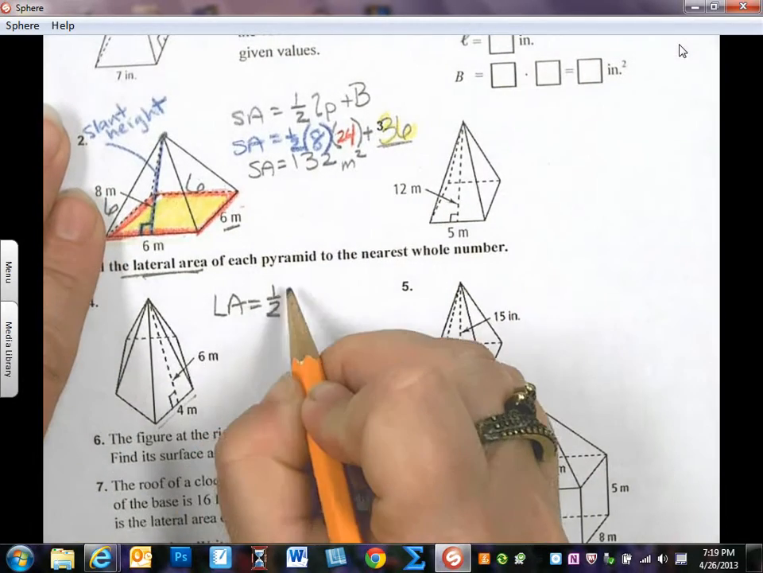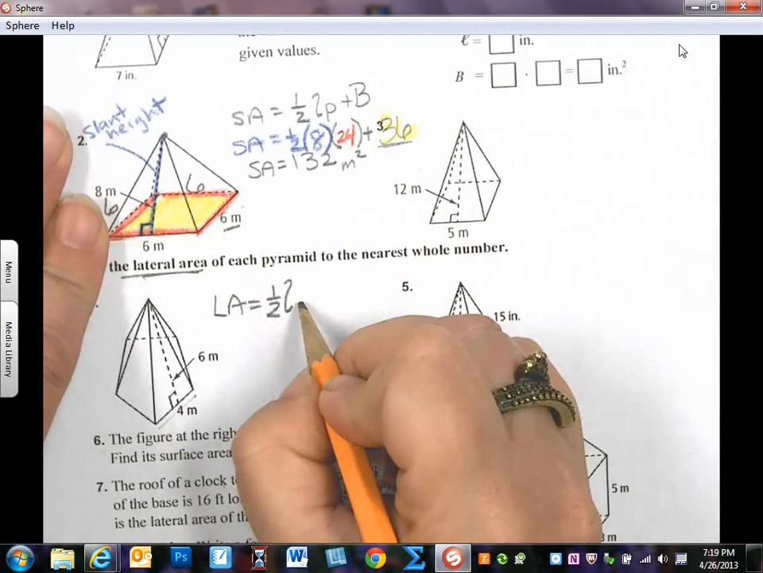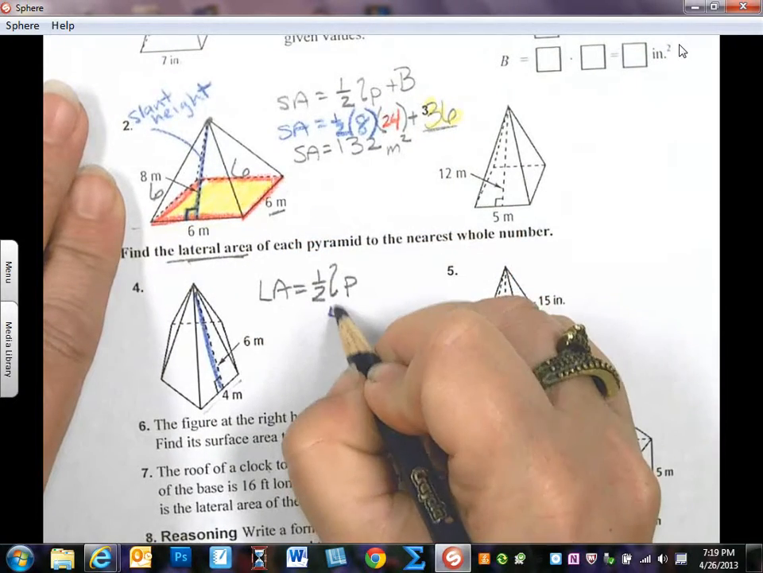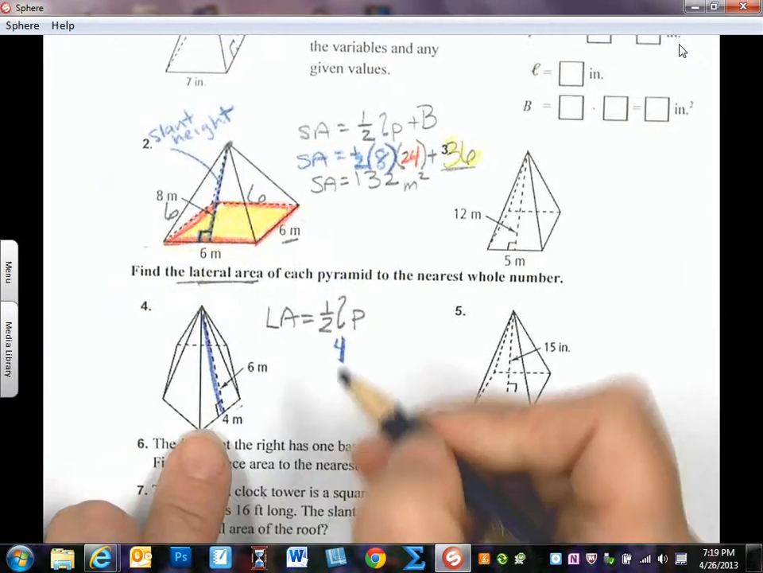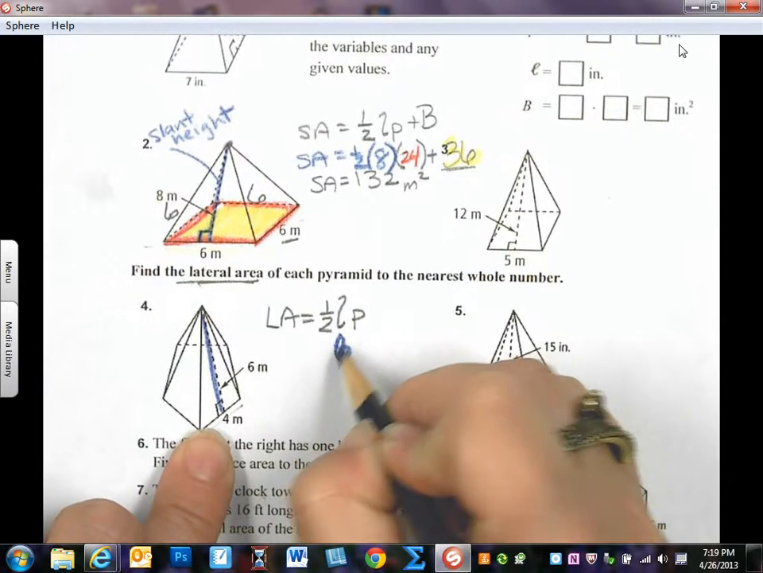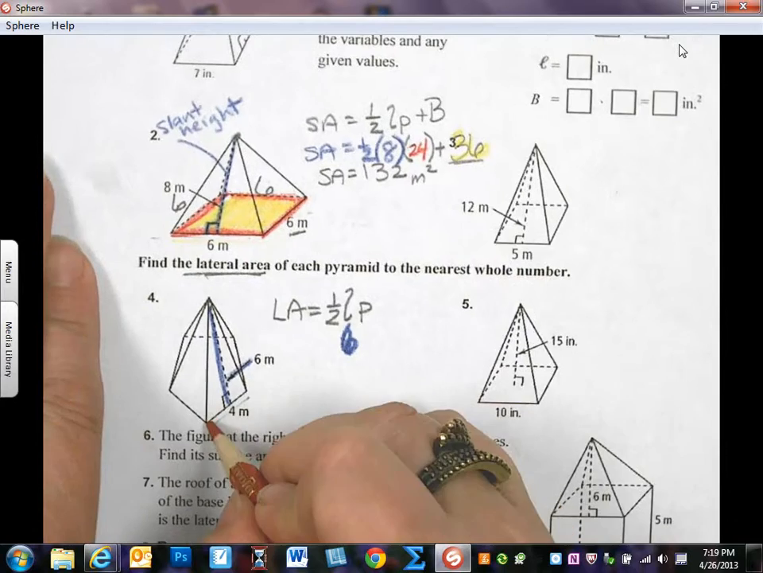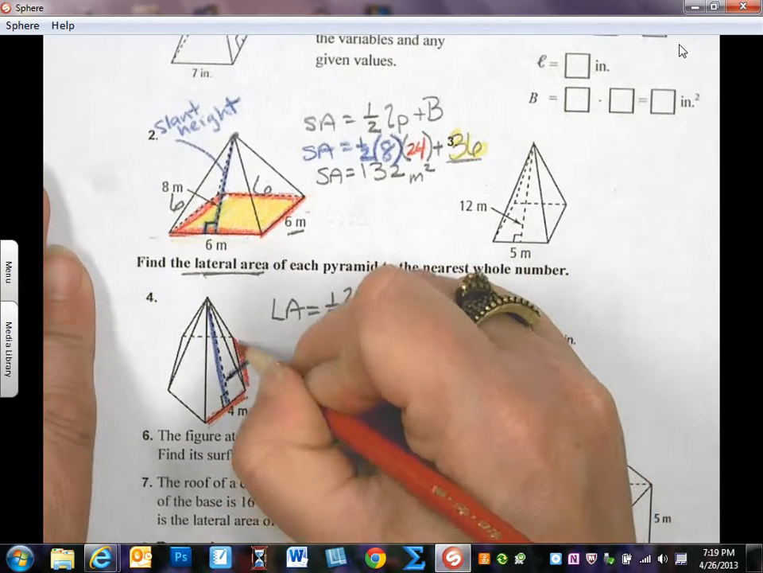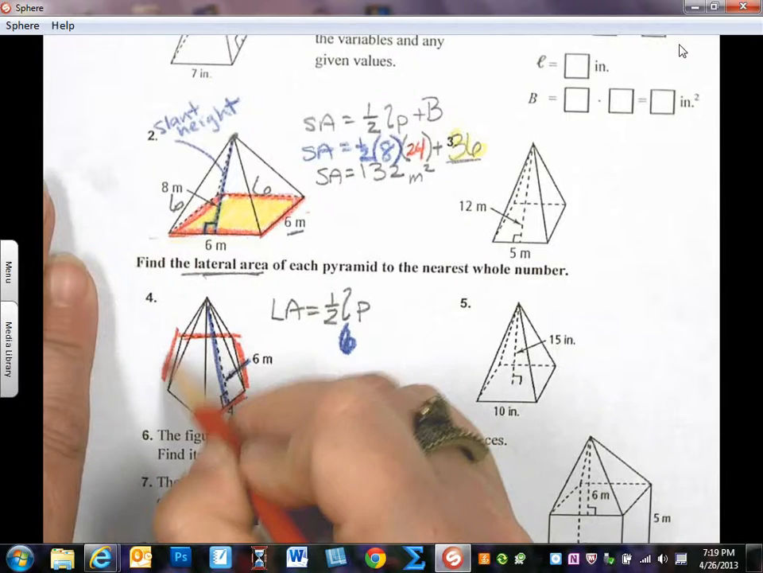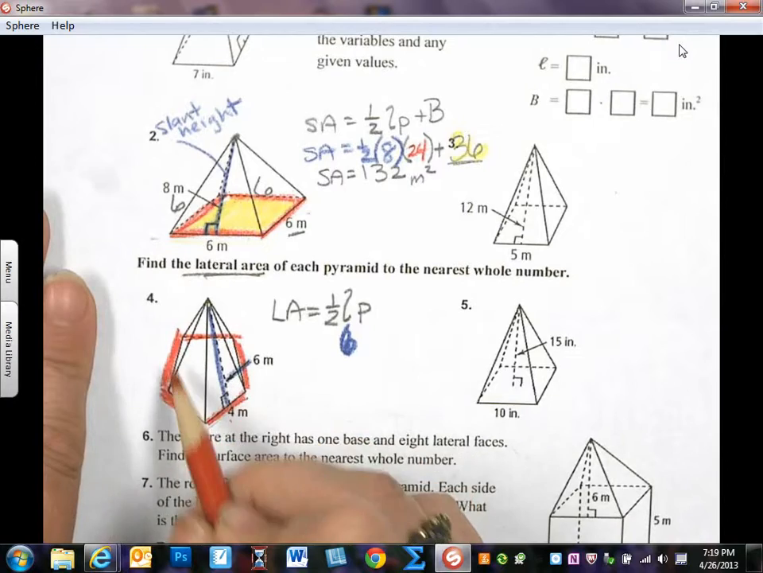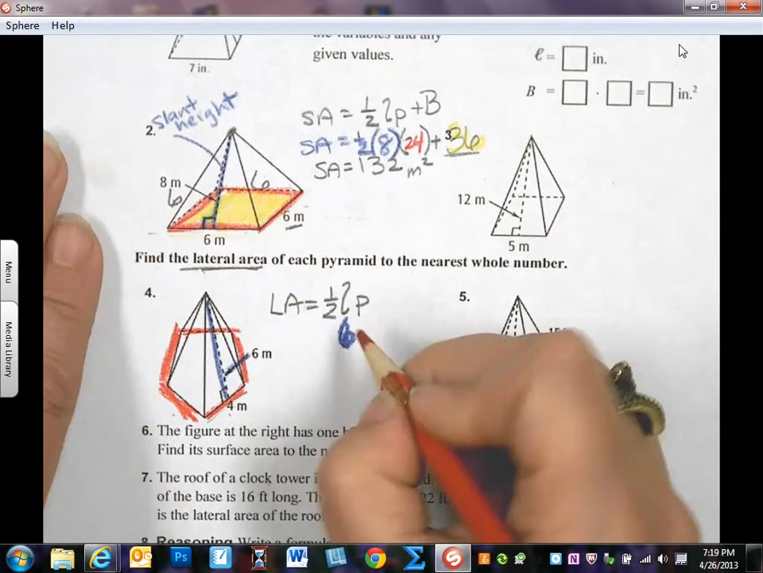1/2 my fancy L for slant height times the perimeter. So here's my slant height, and it's 4. Nope, I'm sorry, it's 6. As I look at these problems, I notice that arrow right there. You probably were all like, no, Mrs. Steckler, it's 6. Okay, and here is the perimeter. Remember, if this is a regular pentagon, all these are going to be the same. So how many 4s do I have? 1, 2, 3, 4, 5. 5 times 4 is 20.